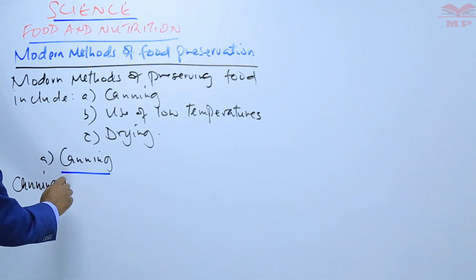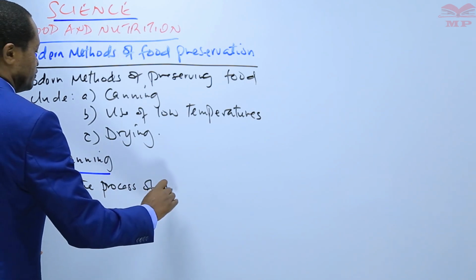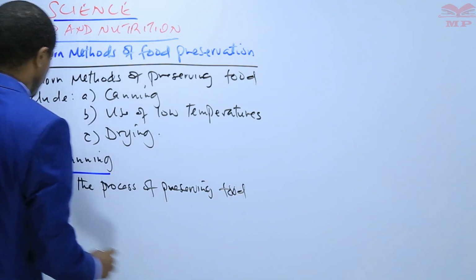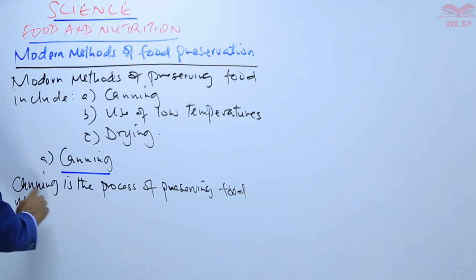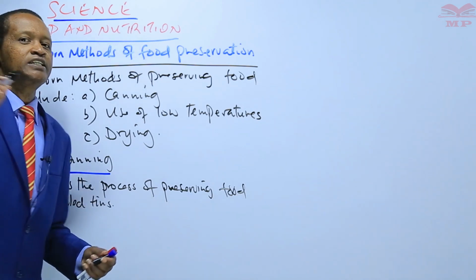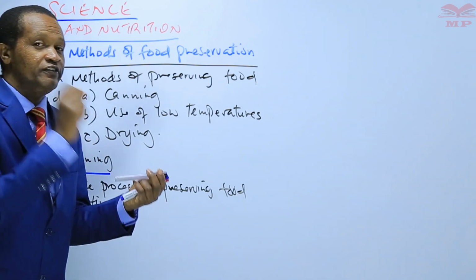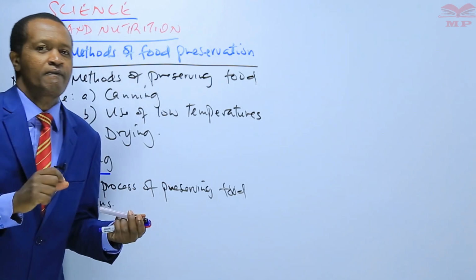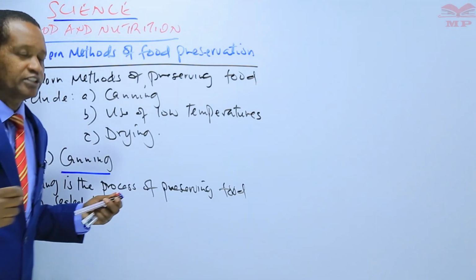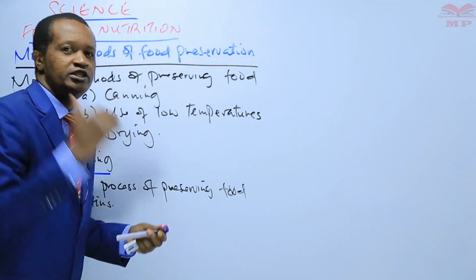Canning, and to write, is the process of preserving food using sealed tins. The food is first heated to a very high temperature. So learners, first of all, food is heated to very high temperature. And the purpose is to kill germs. That high temperature kills germs.